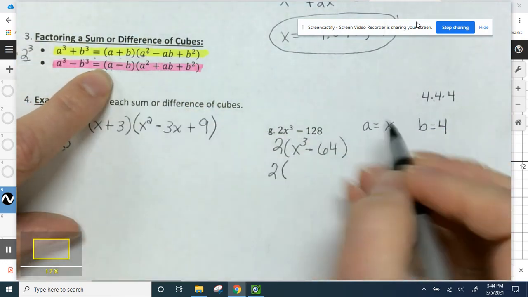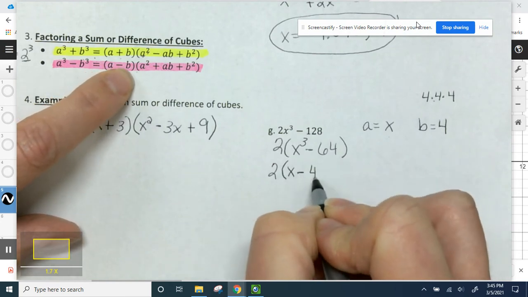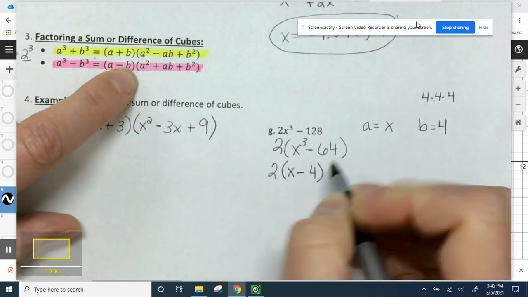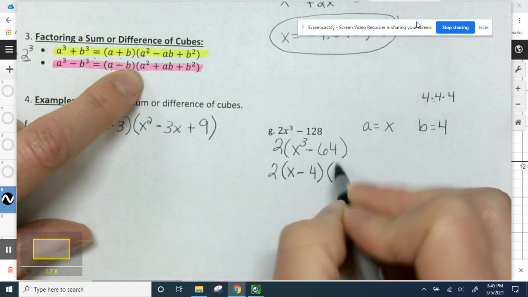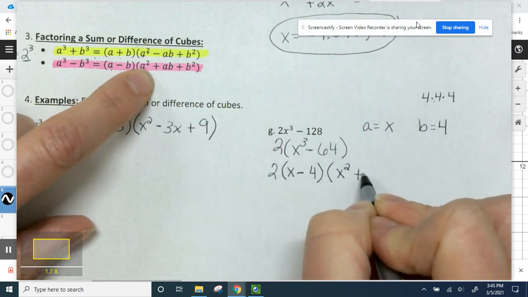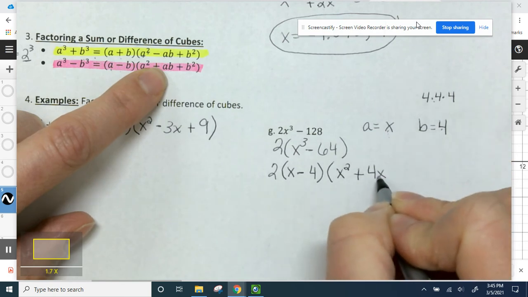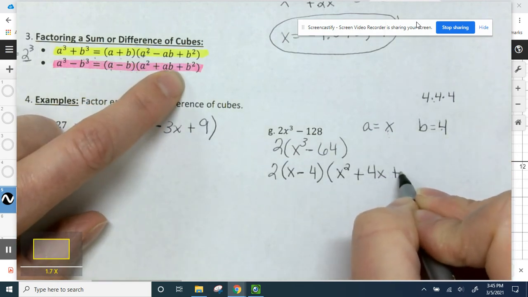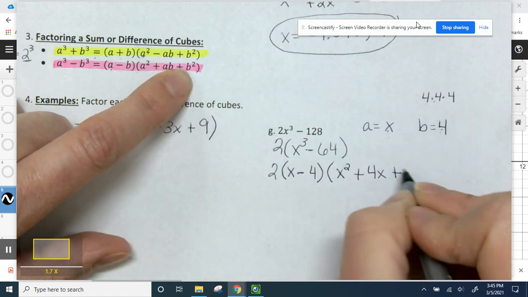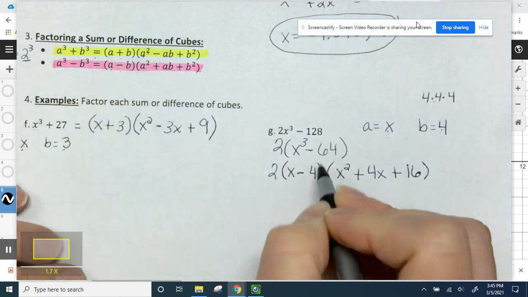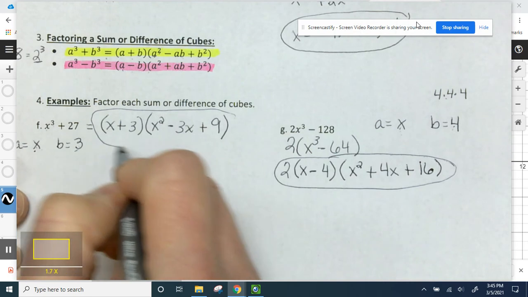Okay, so a, which is x, minus b, which is 4, and then I close my parentheses, open another parentheses, a squared is x squared, plus ab, that's x times 4, which we write as 4x, plus b squared. b is 4. 4 squared, that means 4 times 4, which is 16. And this would be your answer. I didn't circle the answer here, but that's our answer there.